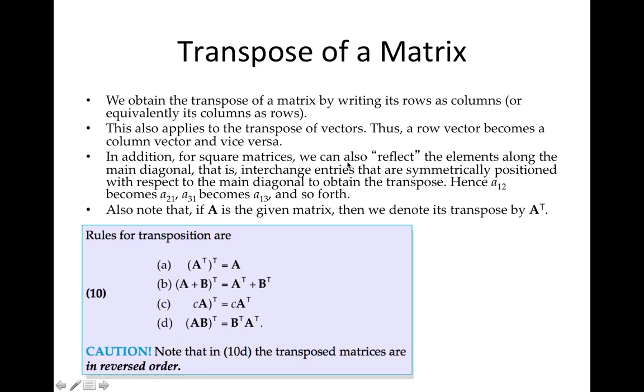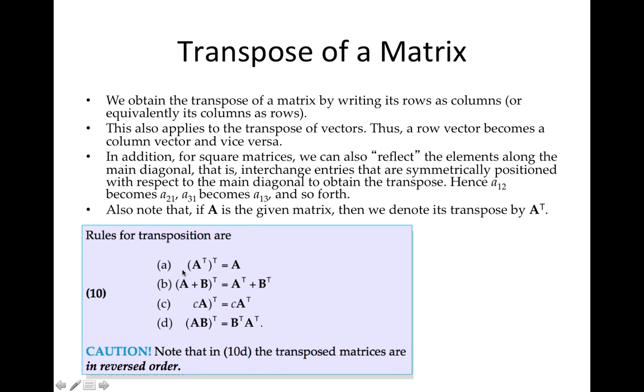For square matrices, you can find the transpose by reflecting the elements along the main diagonal. So you would just flip the upper triangle and lower triangle matrix. So A12 becomes A21, A31 becomes A13, and so on.